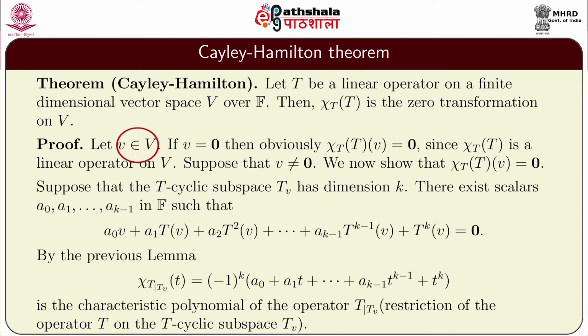Let small v be a vector in the vector space V. If small v is the 0 vector, then chi T of T on v produces the 0 vector, because chi T of T is also a linear operator on V. Suppose that v is a non-zero vector. We now show that chi T of T of v is the 0 vector, and that would prove that chi T of T is the 0 operator on V.